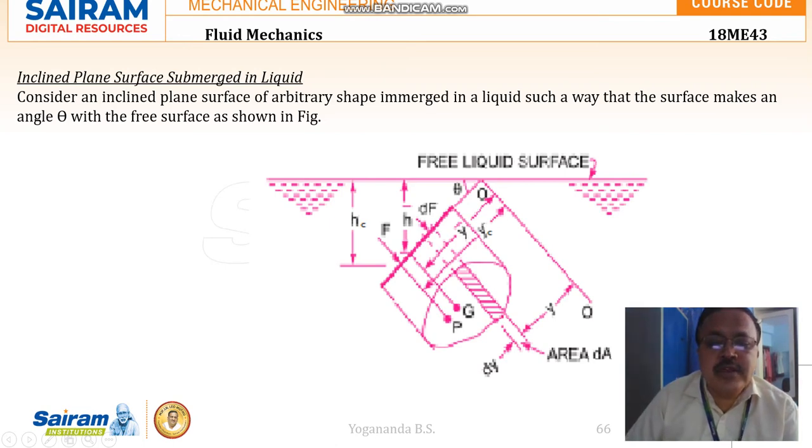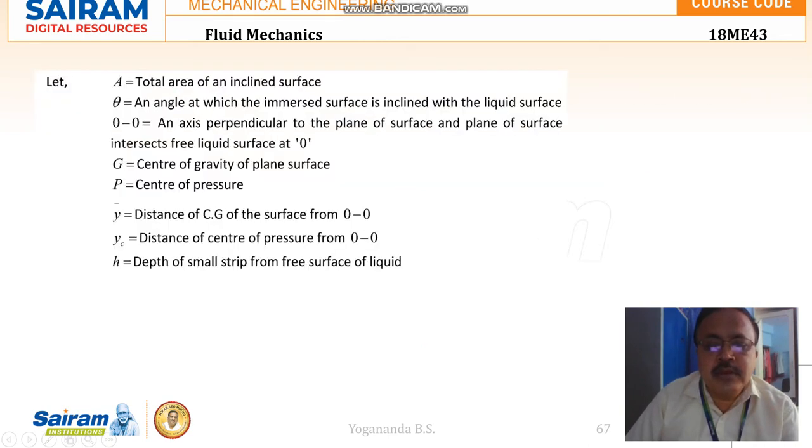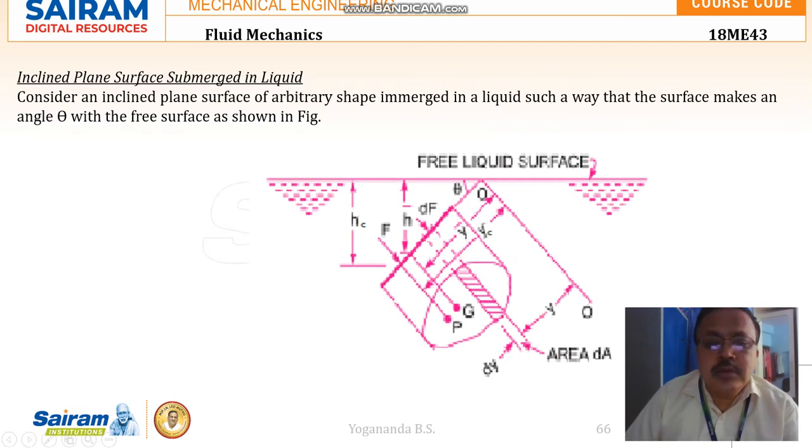The inclined surface here, of any arbitrary shape, is submerged in the liquid in such a way that the surface is making an angle theta here. So theta is the angle made by the inclined surface. The arbitrary shaped submerged body is this. The plane of the body is projected like this.